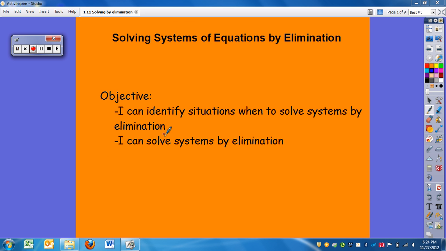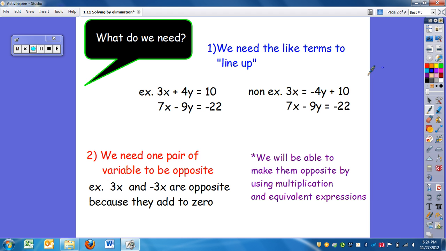So in this video, we're going to learn our third method for solving systems of equations: solving systems by using elimination. This is my favorite method to use. This is kind of my go-to. So my objectives are to identify situations to solve systems by elimination, and then to actually solve the system by elimination. So what do you need?